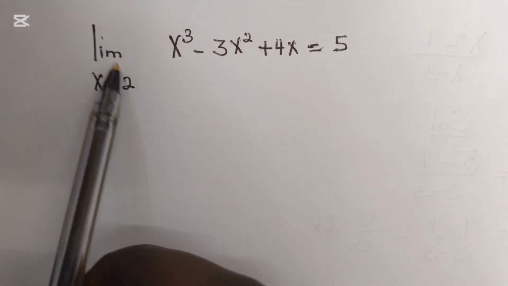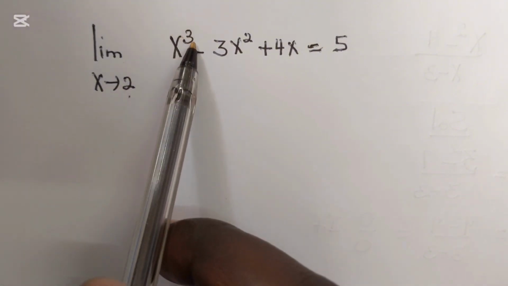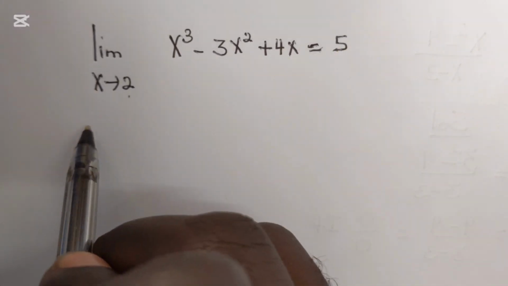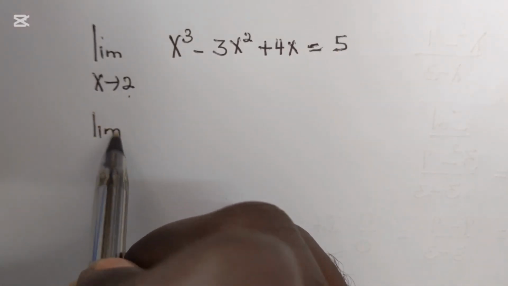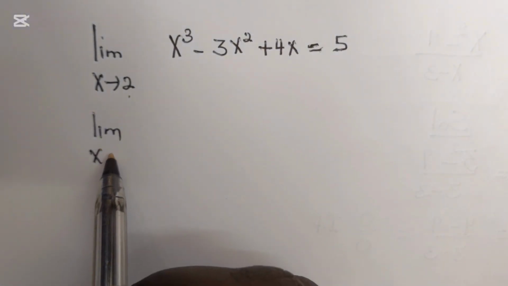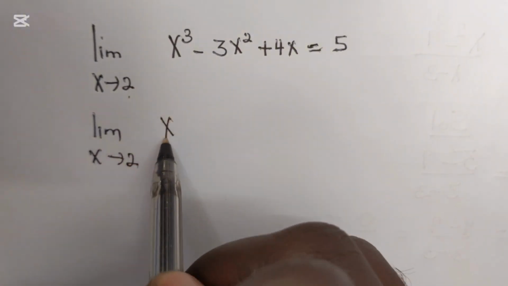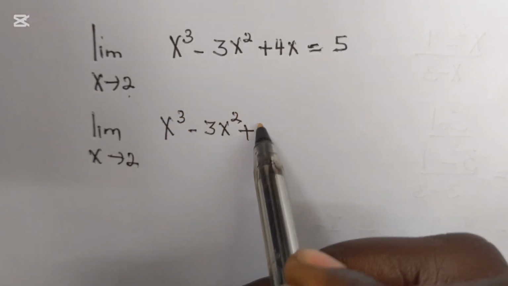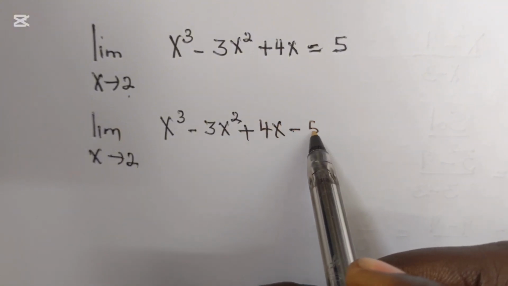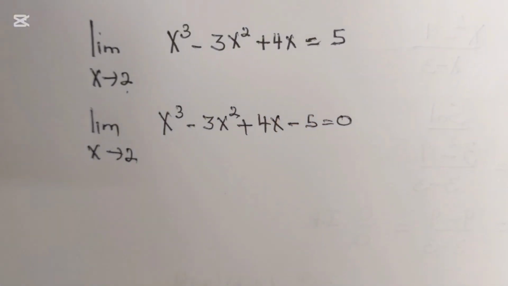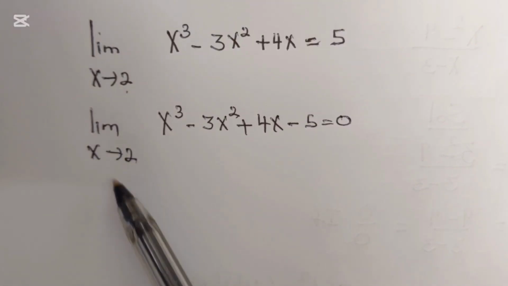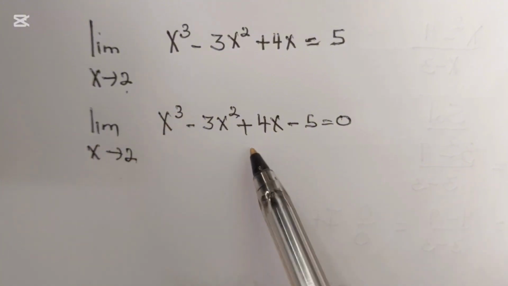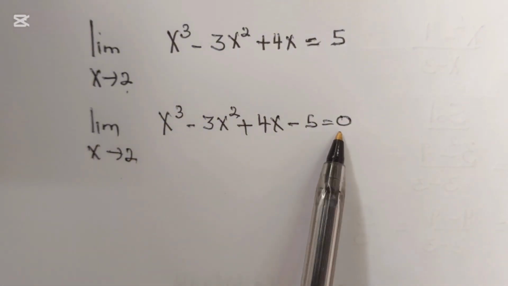The last one is limit x approaches 2 of x cubed minus 3x squared plus 4x equal to 5. The third thing you are going to do is rearrange: limit x approaches 2 of x cubed minus 3x squared plus 4x minus 5 equal to 0. We're going to check if we replace 2 in the above formula, if this trinomial can provide a solution.